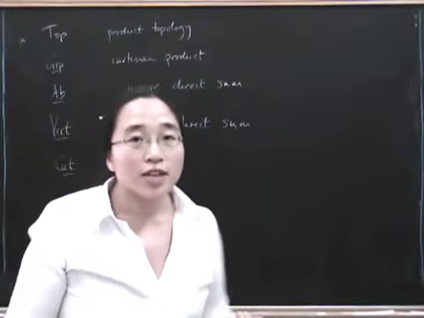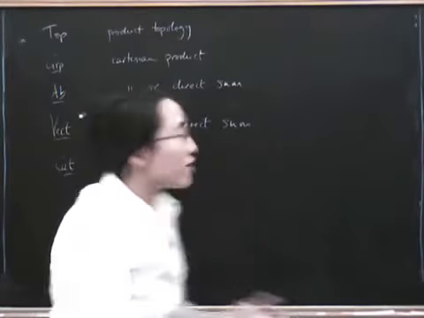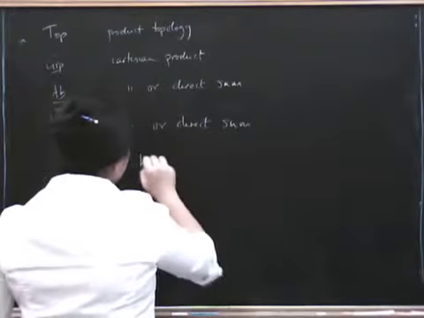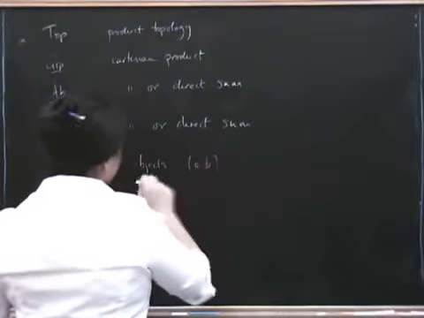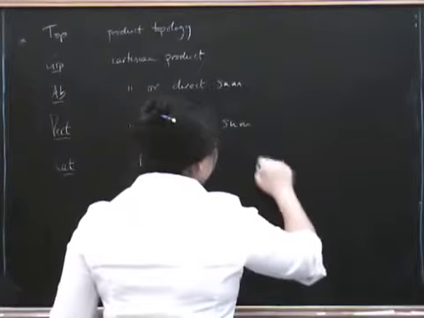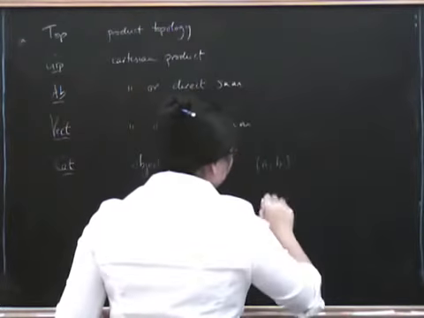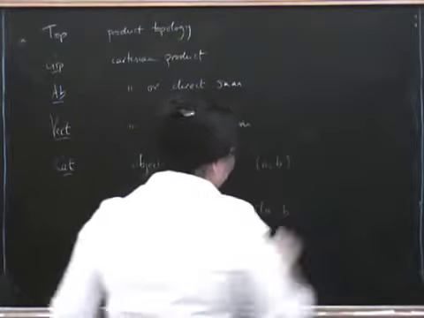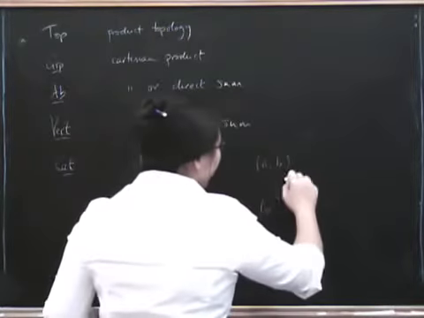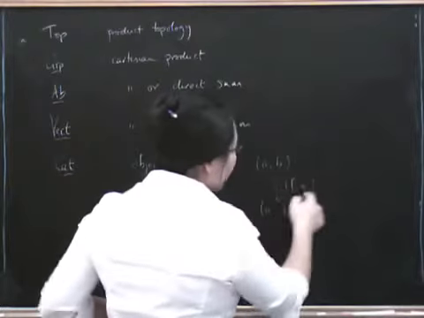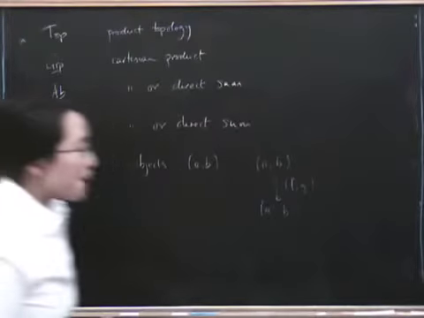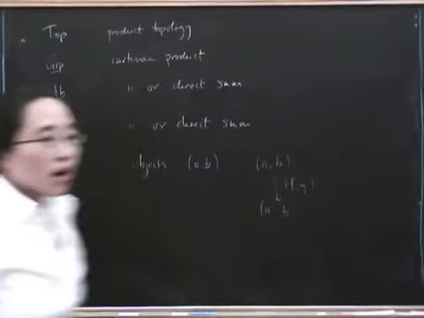Another place you can take products is in the category of categories, where you take the Cartesian product of your objects, and then you do a similar kind of thing on morphisms as well. So here the objects are pairs (A, B), where A is in 𝒜 and B is in ℬ, and a morphism from (A, B) to (A', B') is going to be a pair of morphisms (F, G), where F goes from A to A' and G goes from B to B'.